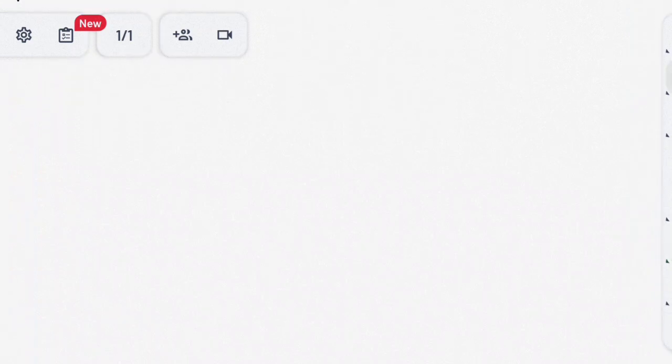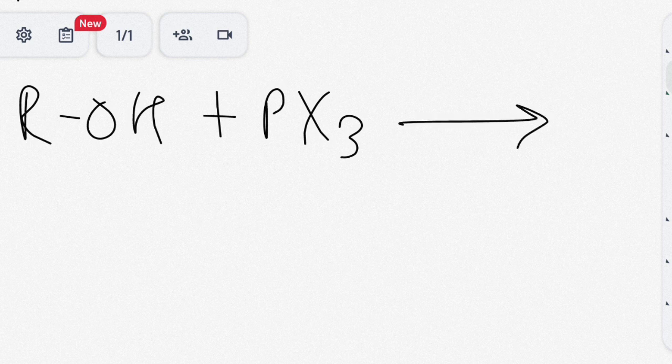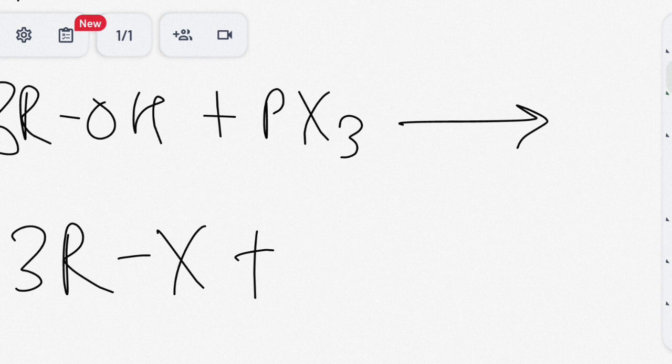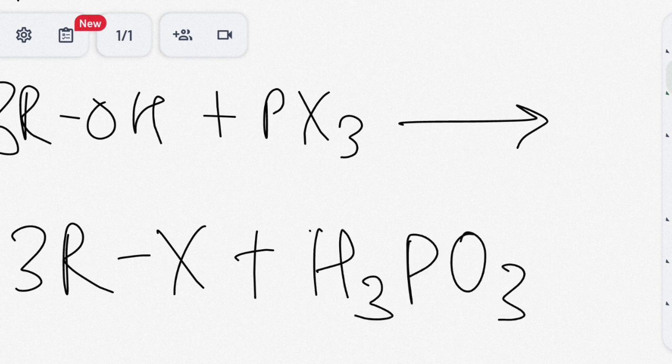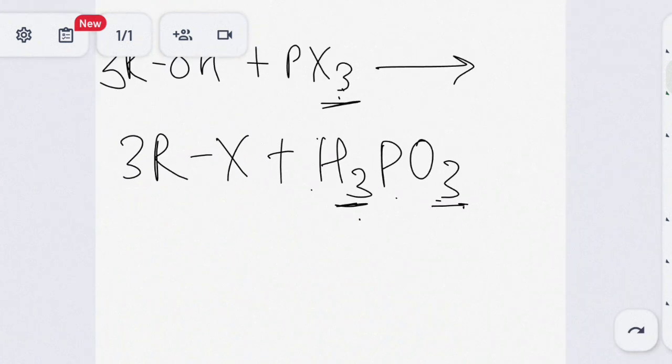The third reaction we have is ROH plus PX3 gives RX. Here we can write 3RX plus H3PO3. So here we are getting one acid and we can keep this in mind. Since we have 3 here, we will write 3RX plus H3PO3. We can keep this in mind because we have another reaction similar to this one.